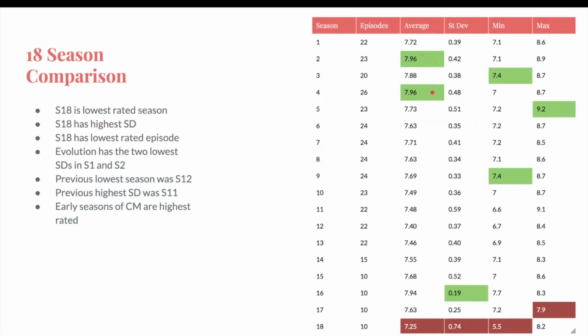Seasons 2 and 4 are tied at 7.96, but I think if you add a couple decimals, season 4 is slightly higher. Season 3 is not that far behind, but season 1 of Criminal Minds Evolution, or season 16, actually has the third highest average at 7.94. It's just behind seasons 2 and 4.